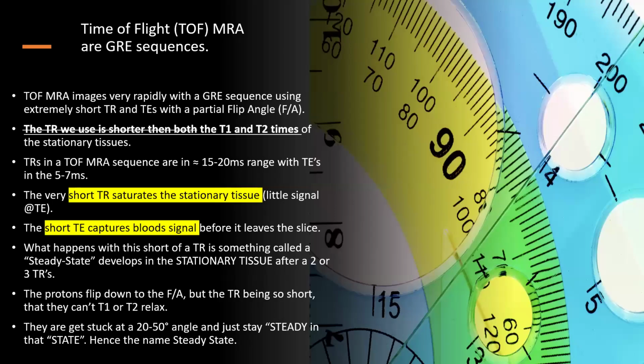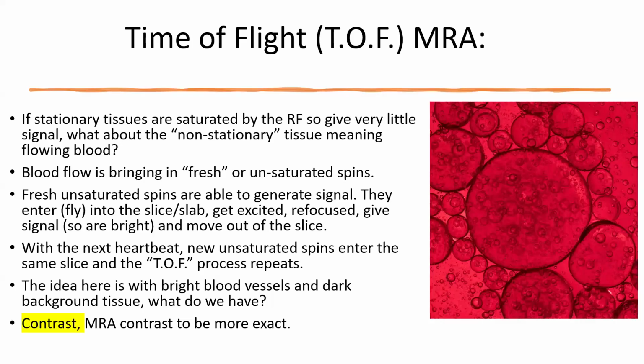Okay. How does time of flight work? It works because we are using extremely short TRs that saturate stationary tissue. Remember, tissues need to T1 relax before they can give signal. If the TR is too short, stationary tissue, the muscles and the bone and the tendon and all that stuff saturates. But we're using a very short TE to capture the blood before it leaves the slice. So we've got bright blood flow next to dark background, and that's MRA contrast.